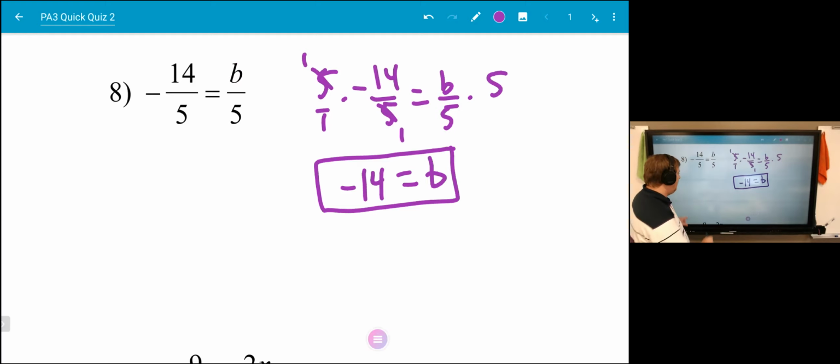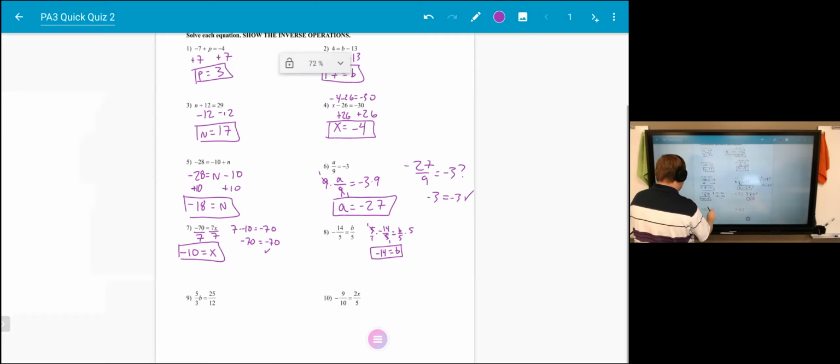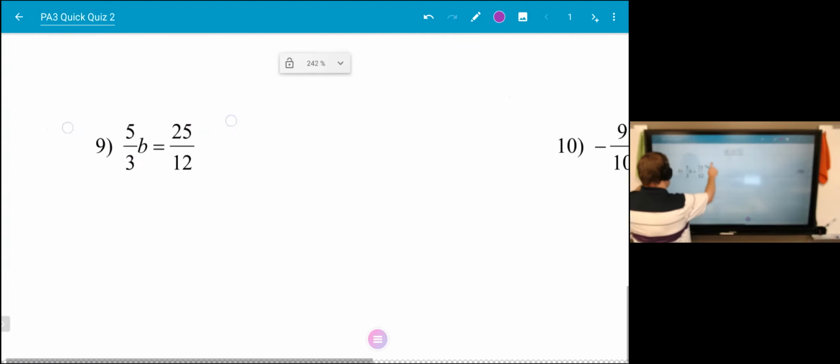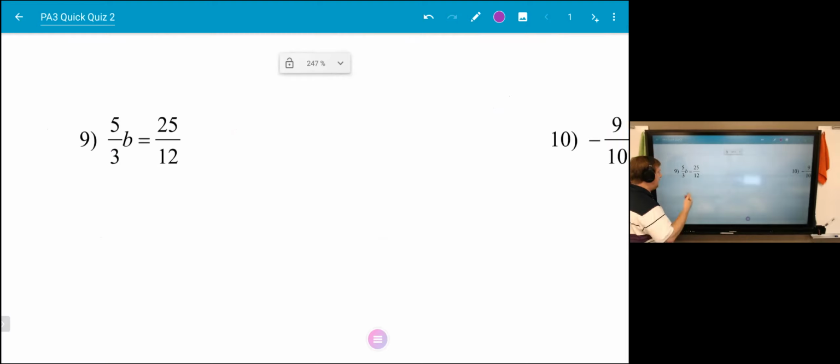Looking good. Number 9, let's carry on. Let's get this momentum. Keep it going. Number 9 and number 10 are the ones that are most commonly missed. So let's take a look.